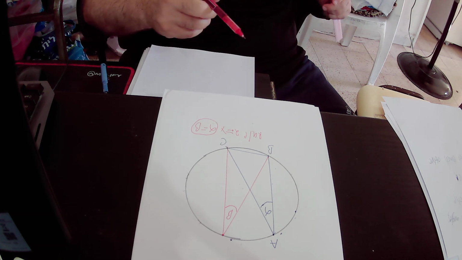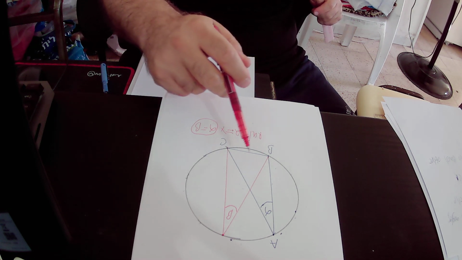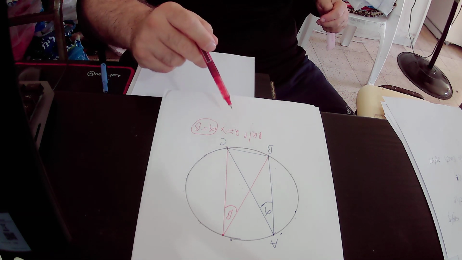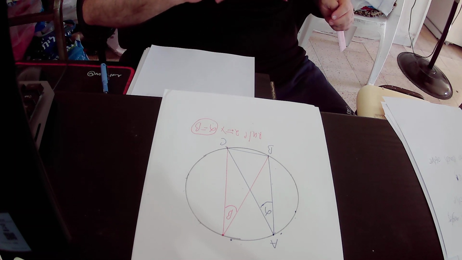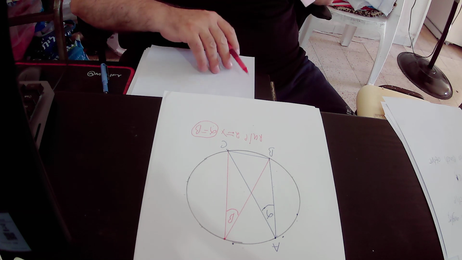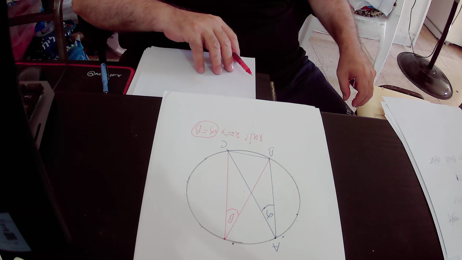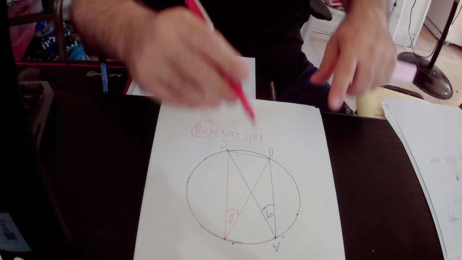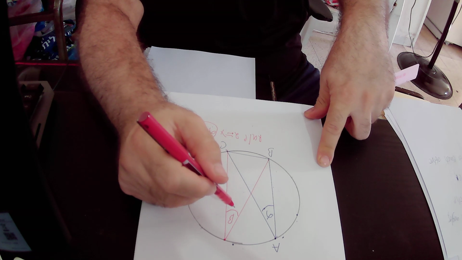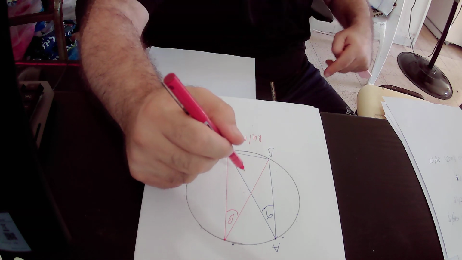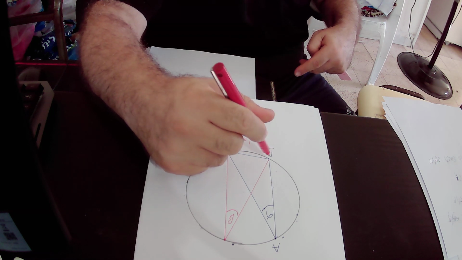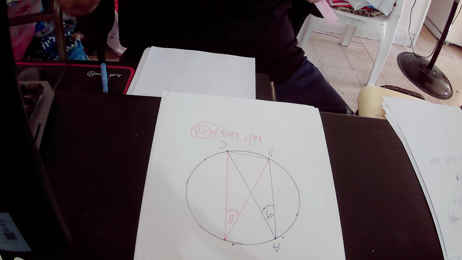Because both peripheral angles alpha and beta rest on the same chord BC, they are equal to each other. So angle alpha equals angle beta according to rule number 2, because both angles rest on the same chord BC.